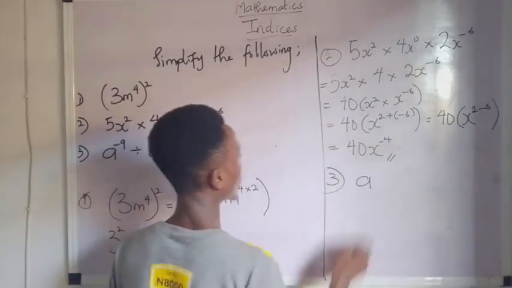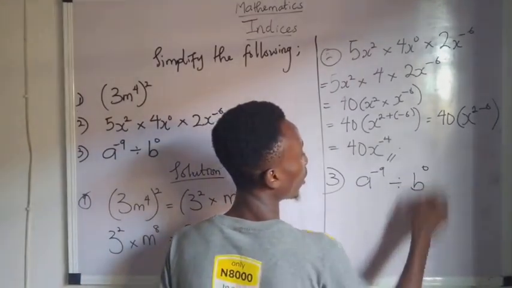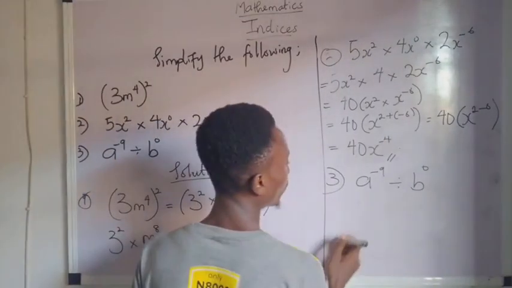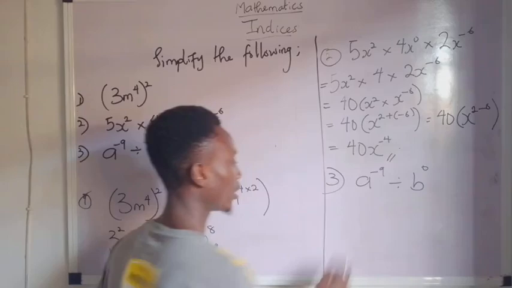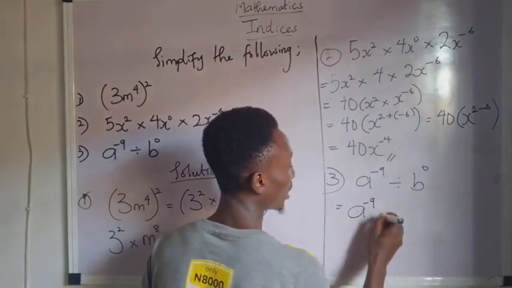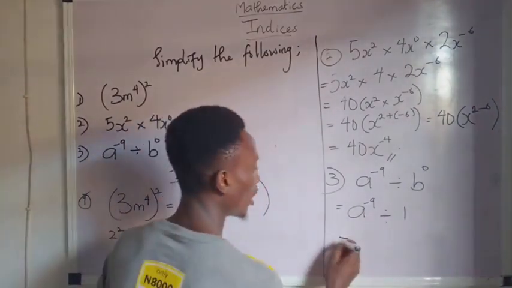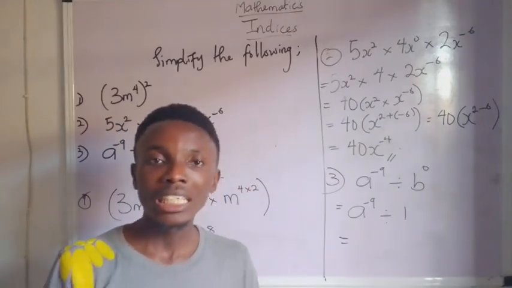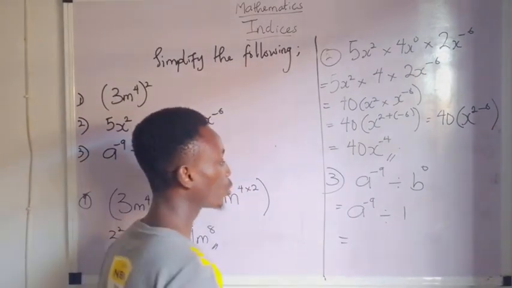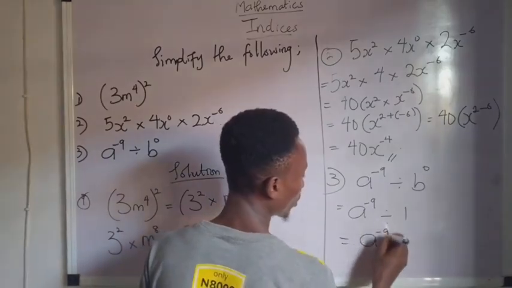A raised power minus 9 divided by b raised power 0. This is very simple. Remember that anything raised power 0 is equal to 1. So this is equal to a raised power minus 9 divided by 1. Anything multiplied by 1 gives us the same value. Anything divided by 1 obviously also gives us the same value. So you get a raised power minus 9.